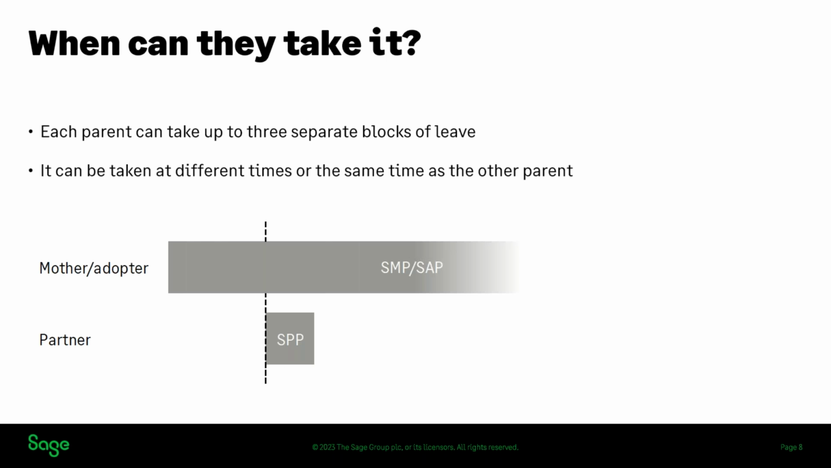To try and illustrate that, here's a graphic which represents standard maternity or adoption pay, which you can get for 39 weeks. And the partner would get their statutory paternity pay for 1 or 2 weeks after the baby is born. And if they choose not to use any shared, this would be the arrangement. Mother or adopter would take the 39 weeks, the partner would have their 2 weeks.